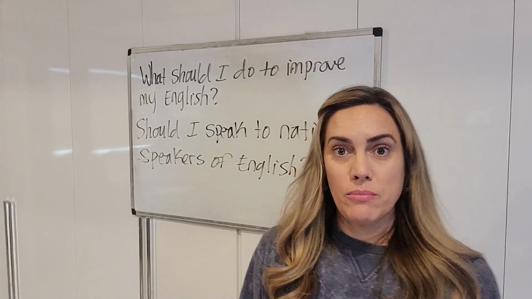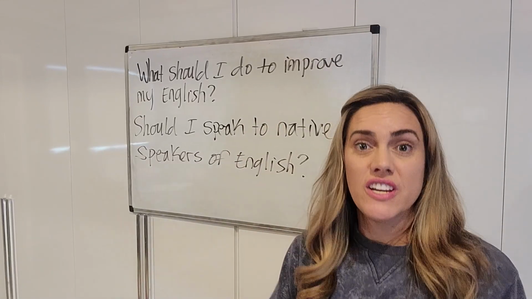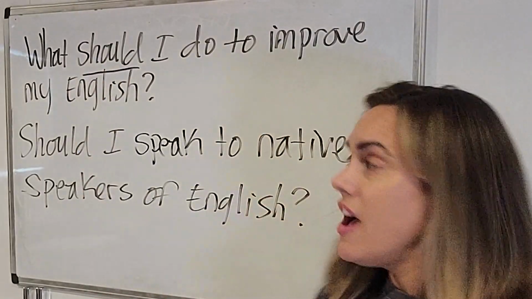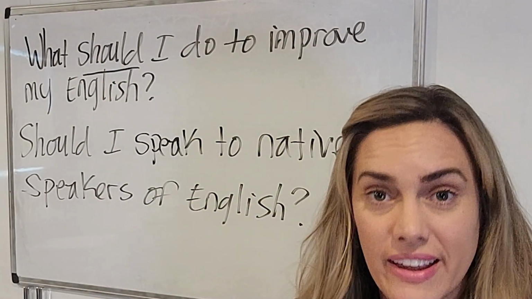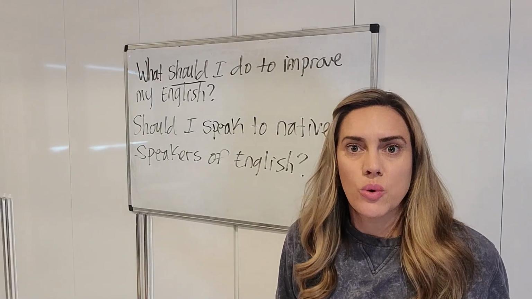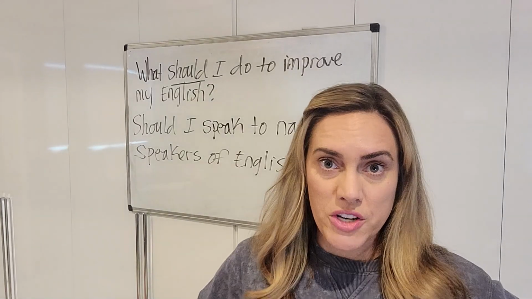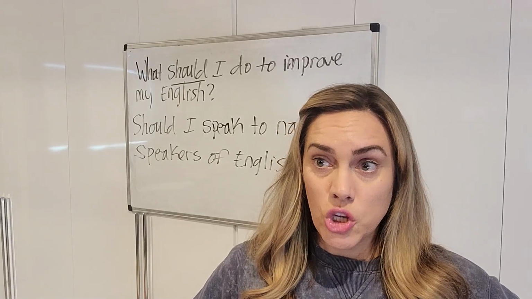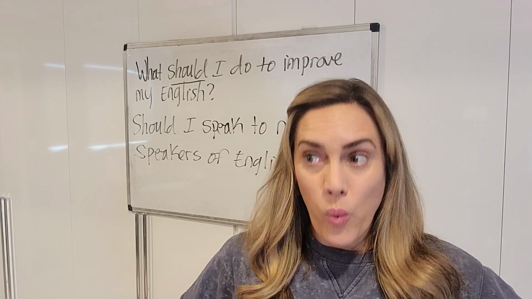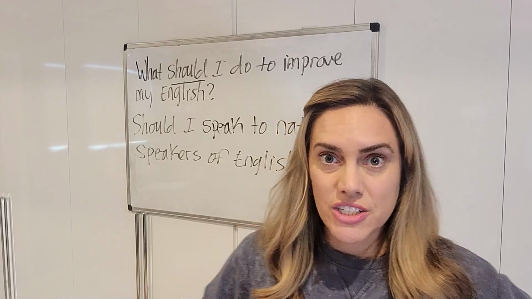Here are some examples of questions first using should. The first one's a WH question. It's asking for information. What should I do to improve my English? So imagine you are asking this question. What should I do to improve my English? When you ask this question, you want advice. You want other people's opinions about what a good idea is for learning English.